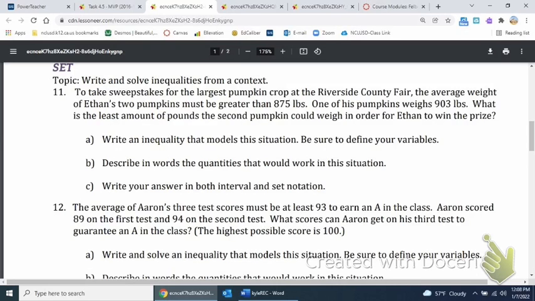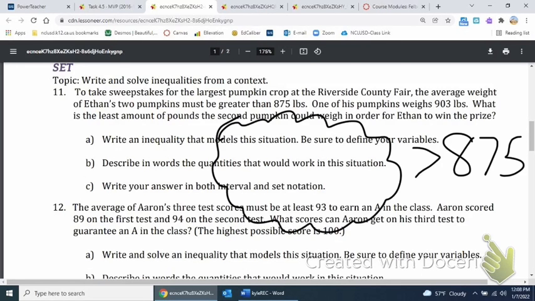So right away, I'm just thinking of the equation. The right side is going to look like that. There's going to be something over here that has to be greater than 875. So I already know that's going to be my sign, and that's what's on the other side of it. Now we just have to figure out what goes in the bubble. Remember, it was the average weight that has to be bigger than 875. So in this bubble, we need to write what the average weight of these pumpkins would be.